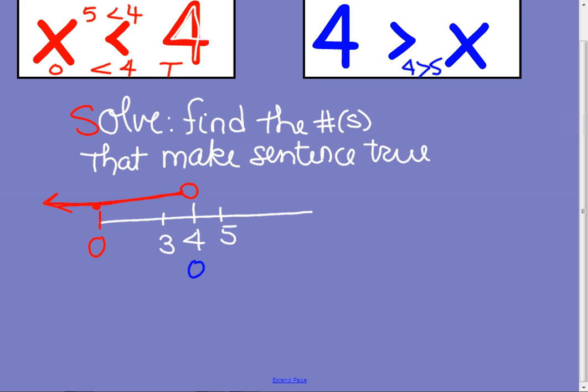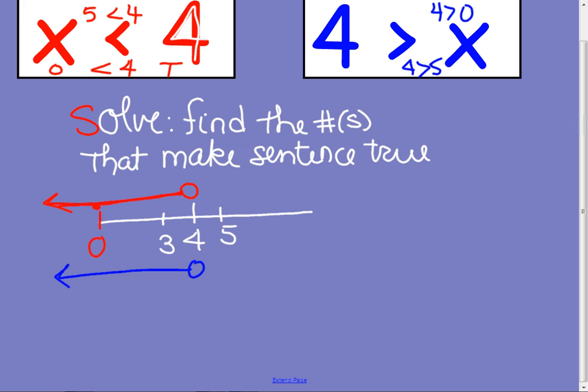Let's try one number to make sure. What's the easiest one? 0. Is 4 bigger than 0? Yeah. Are these the same answers? I can't list them all. There's too many, Rusman. There's just too many. They are the same things.